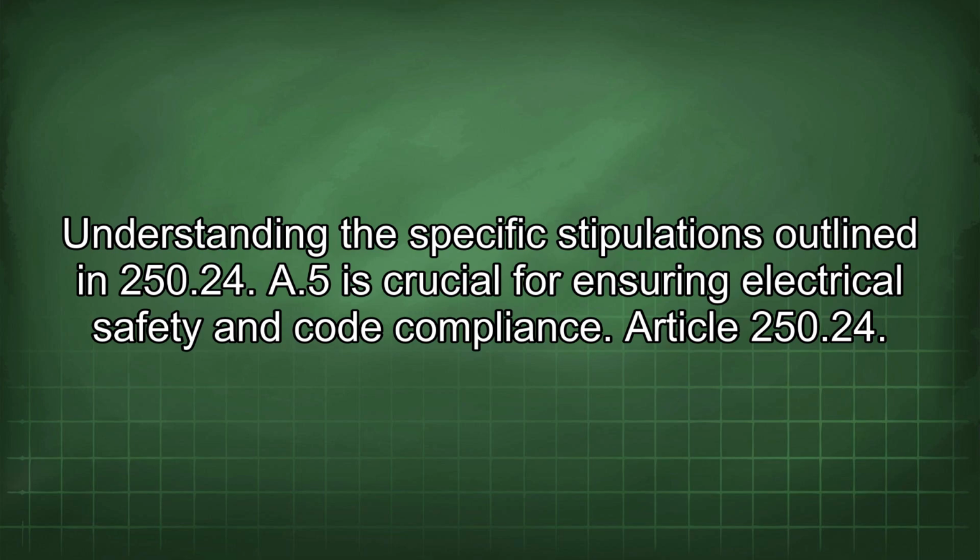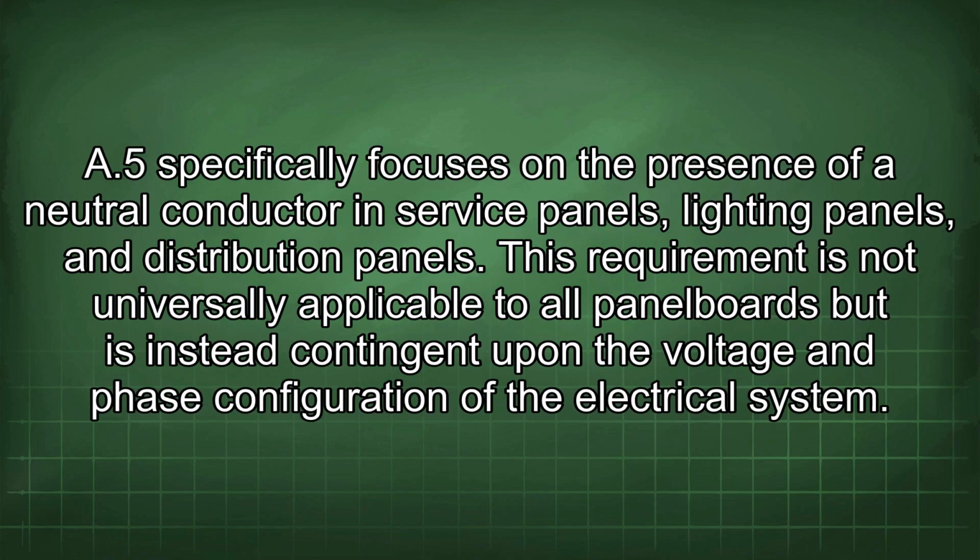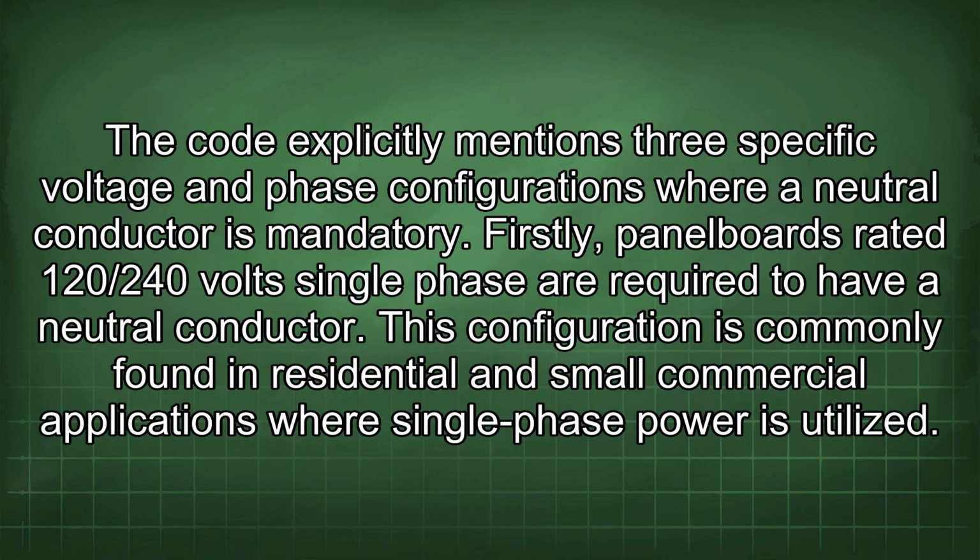Article 250.24(A)(5) specifically focuses on the presence of a neutral conductor in service panels, lighting panels, and distribution panels. This requirement is not universally applicable to all panel boards but is instead contingent upon the voltage and phase configuration of the electrical system. The code explicitly mentions 3 specific voltage and phase configurations where a neutral conductor is mandatory.